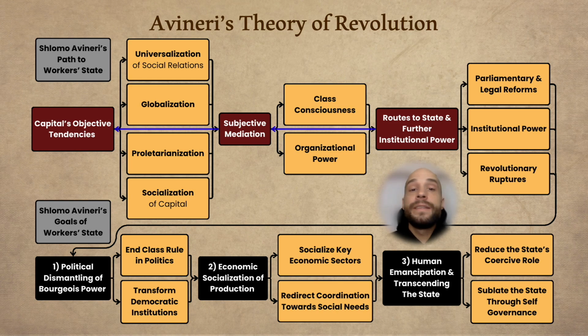Taken together, this is Avineri's core claim. The worker state is not an endpoint, but a transitional form whose success is measured by its ability to abolish itself. Its purpose is Aufhebung, preserving what capitalism made possible, while the worker state deepens democracy but abolishes its domination and opens the space for genuine human freedom.